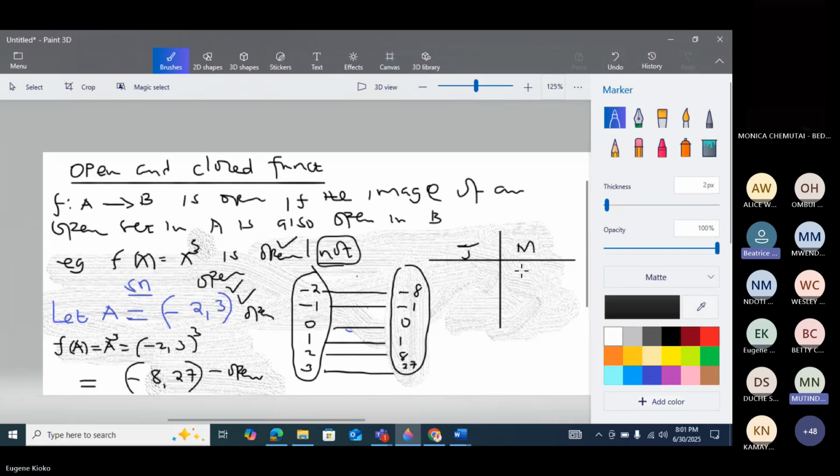We picked 0 and 9. Do you mean when we square, -2 is smaller than 0? No, listen. When we square this, the image was 0, 1, 4, and 9. So we picked the smallest and the largest. The smallest in the first example was 0, and the largest was 9. And then in the second example, we also pick the smallest and the largest. The smallest is -8, the largest is 27.